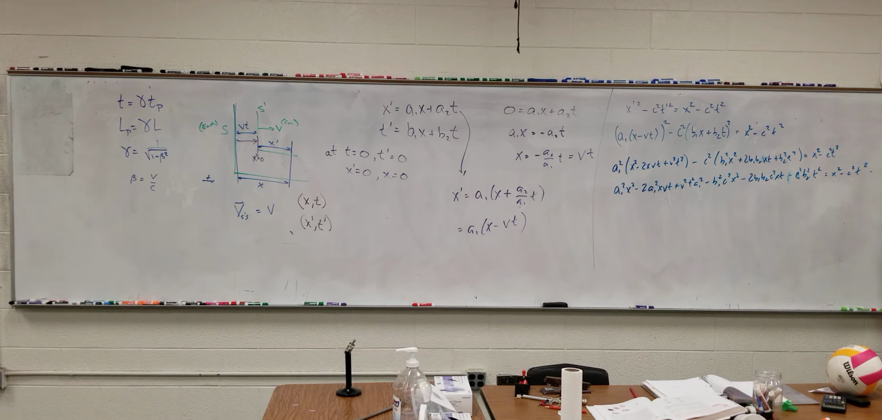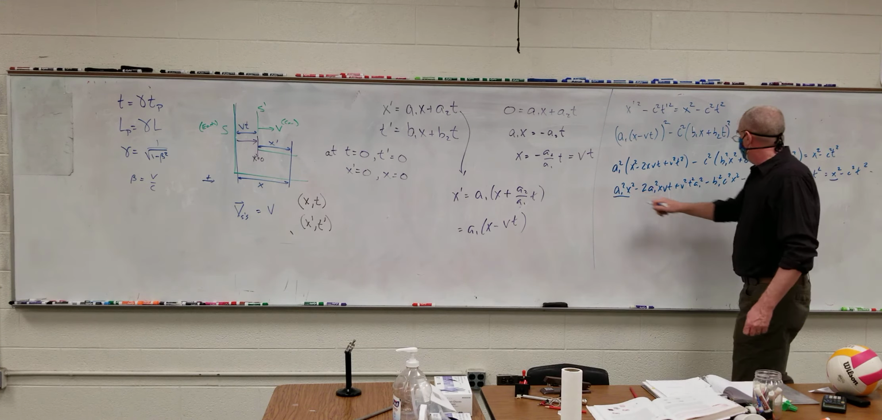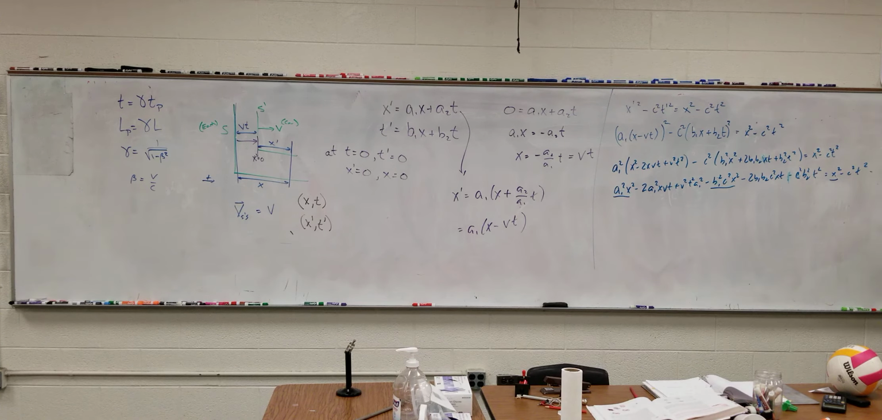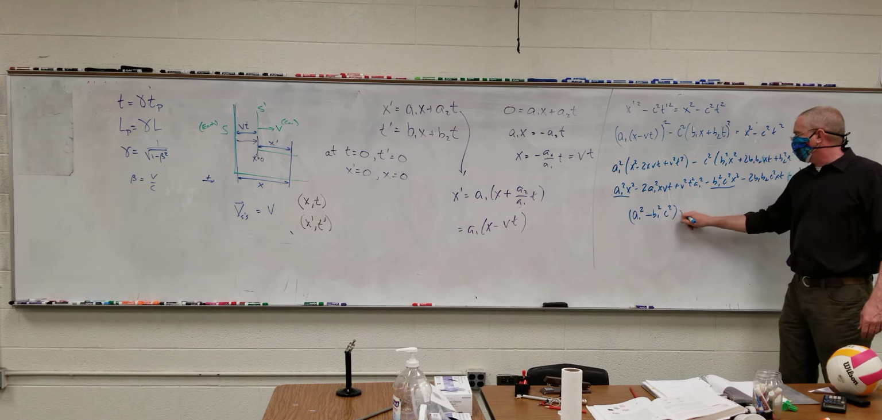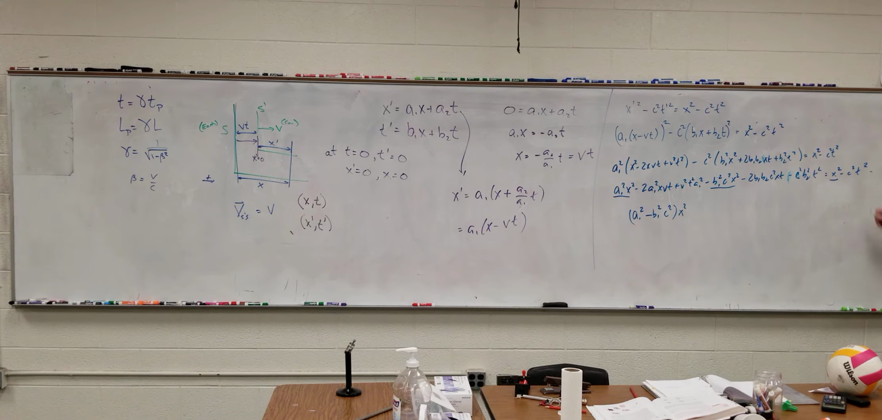All right, what we need to do is combine stuff. I've got an x squared here, I need to figure out whether the x squared parts are over there. So I've got this, and I think that's it for the x squareds. So I get a1 squared minus b1 squared c squared, times x squared. Then I want my c squared t squared pieces, plus this right here. Did I lose something? Let's double check.